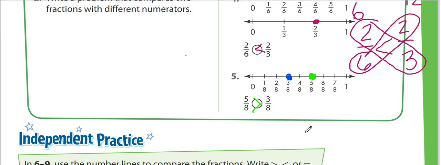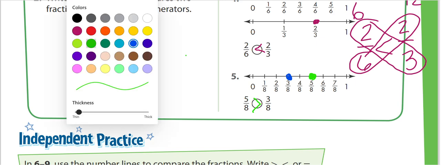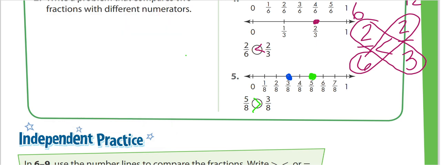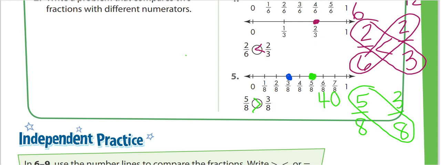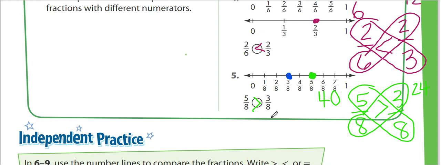Now again, if you wanted to use the butterfly method, you could. So here's the butterfly method for you. 5/8, 3/8. When I butterfly method this, 5 times 8 is 40. 8 times 3, 24. Which value is greater, 40 or 24? 40 is. Eats the greater number. We can see that over here. So 5/8 is greater than 3/8.